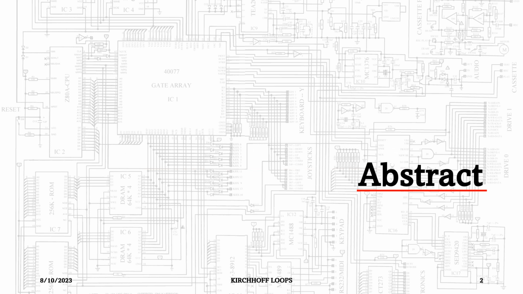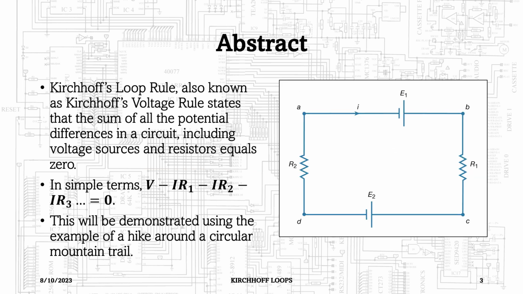Abstract. Kirchhoff's loops, or Kirchhoff's voltage rule, essentially states that the sum of all of the voltage differences in a circuit subtracted from the initial voltage will equal zero. The equation that you can use to visualize this conceptually is V minus IR1 minus IR2 minus IR3 equals zero. The analogy that I came up with to explain this topic is a circular mountain hike.